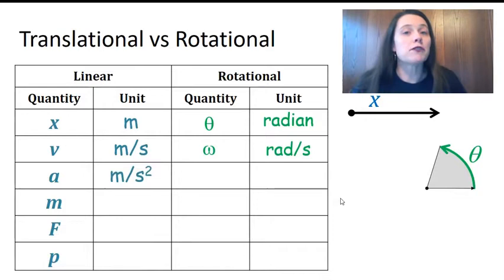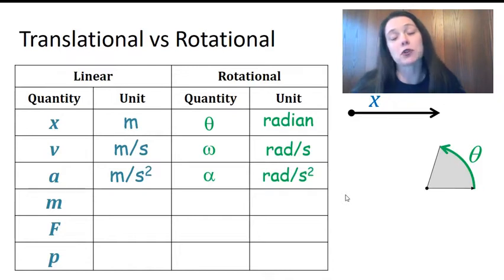In linear motion, we moved on to talk about acceleration in meters per second squared. How quickly is something's velocity changing? The rotational equivalent is the angular acceleration. That's the Greek letter alpha. It looks like a fish swimming to the left. Its unit is radians per second squared. How quickly is the angular velocity changing as something is rotating? Is it speeding up? Is it slowing down?